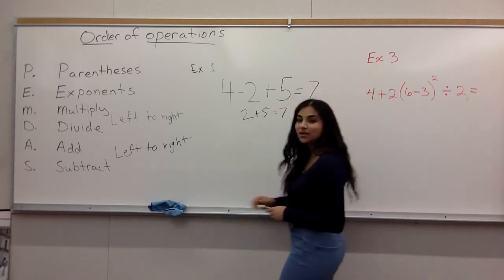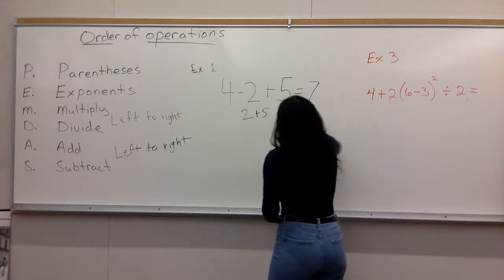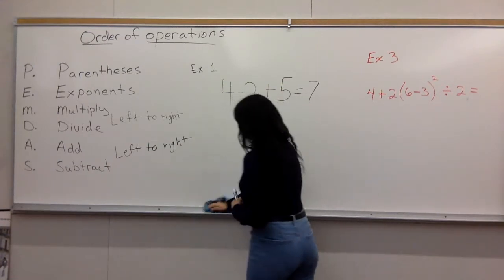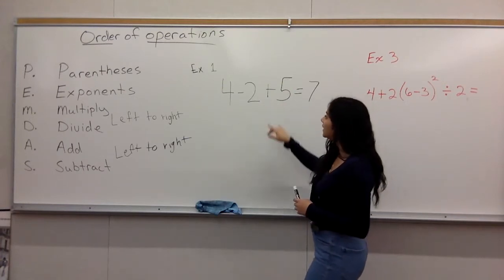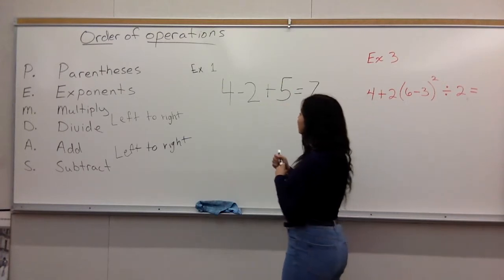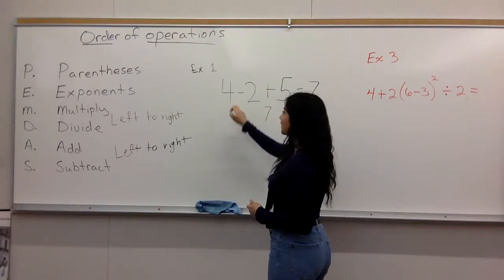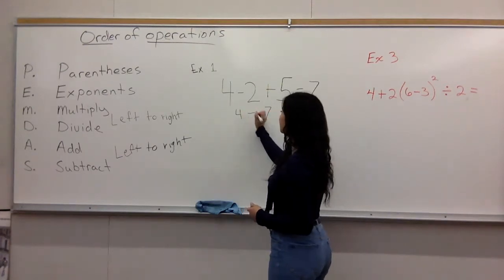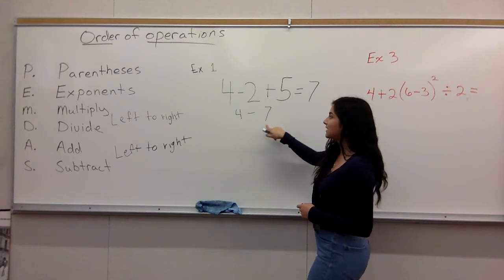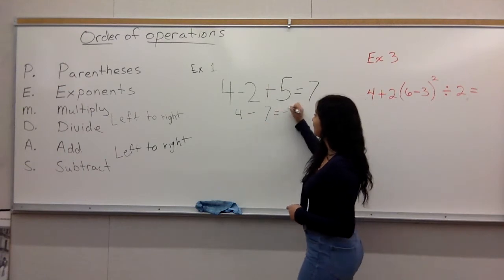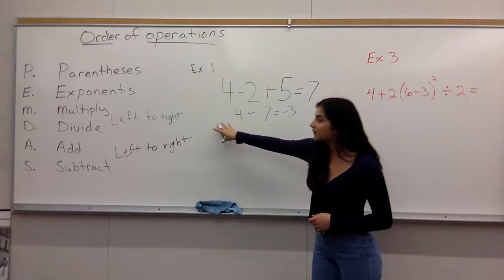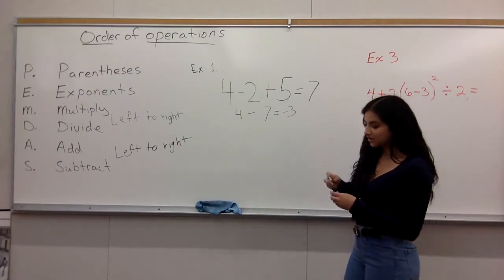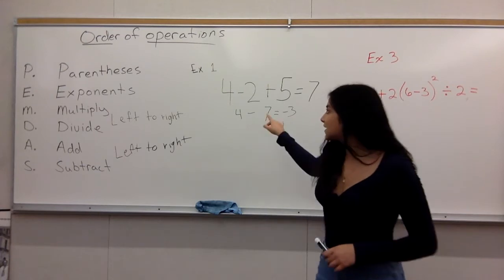Now, if you were to do it the wrong way, if you were to do addition first, then you would get the wrong answer, because 2 plus 5 would give you 7. And then you would bring down 4 and then the minus. So it would be 4 minus 7, which is negative 3. And the correct answer is 7, not negative 3, which is why you have to work them from left to right in addition and subtraction.